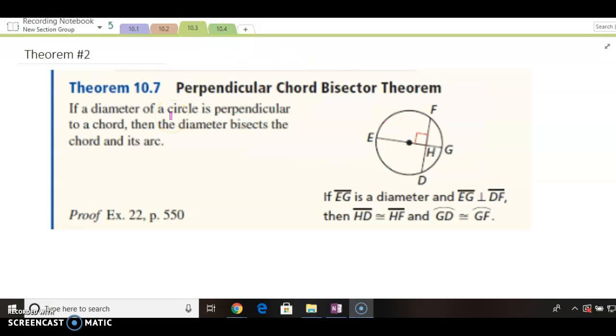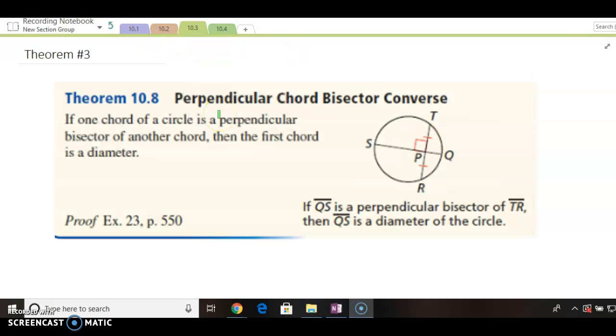All right, so the next theorem, theorem 2 of 3, is the perpendicular chord bisector theorem. It says if the diameter of a circle is perpendicular to a chord, so here's a diameter, here's a chord, and we know that they're perpendicular, meaning it crosses at a 90-degree angle, what that means is that this arc and this arc are congruent, and also this part of the chord and this part of the chord are also congruent.